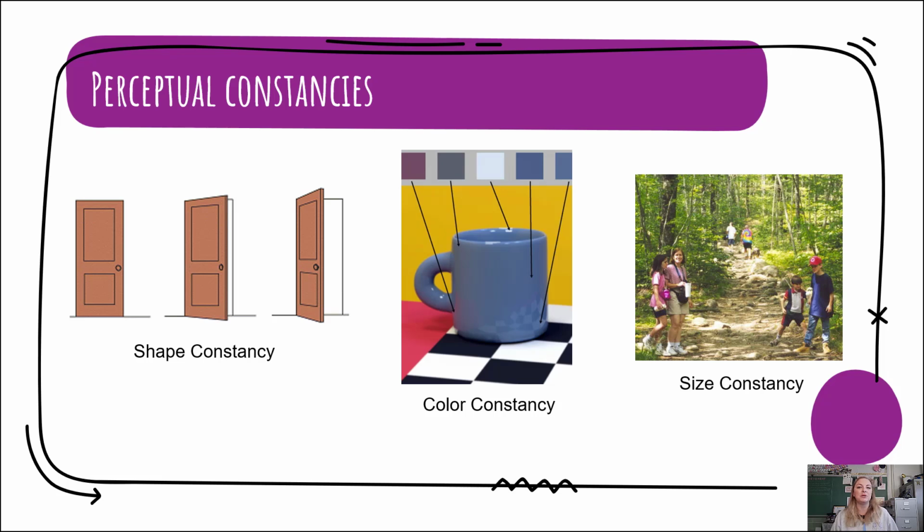The next principle of perception we are going to talk about are perceptual constancies. And this is our ability to perceive objects as remaining the same even when the sensory information that comes in changes.